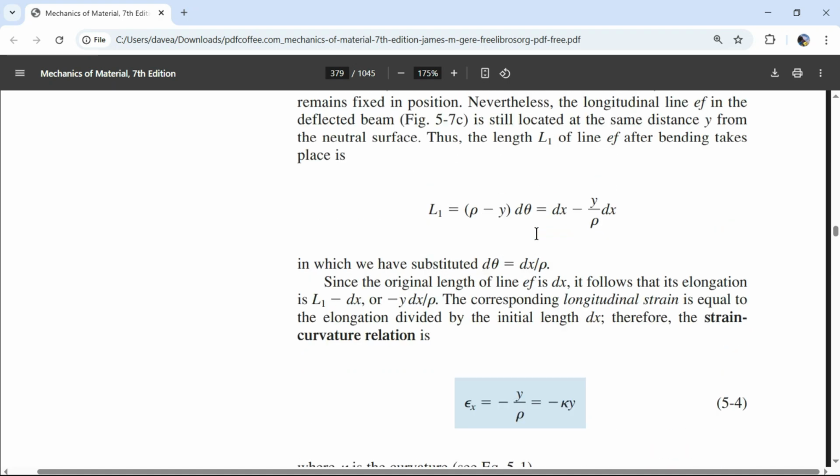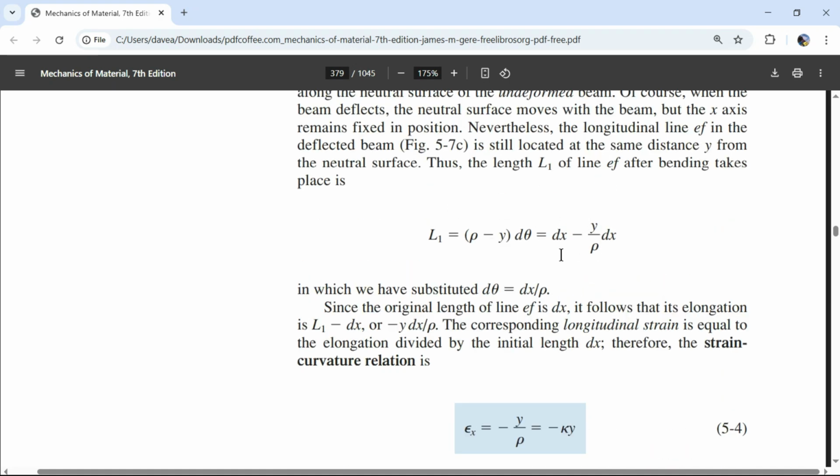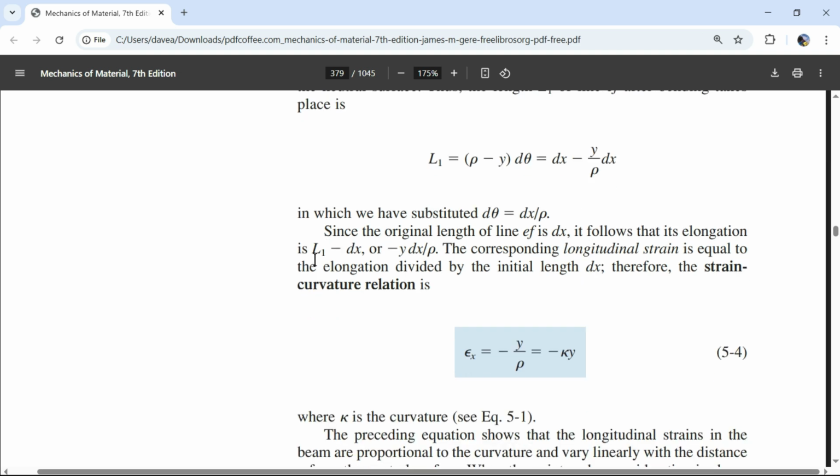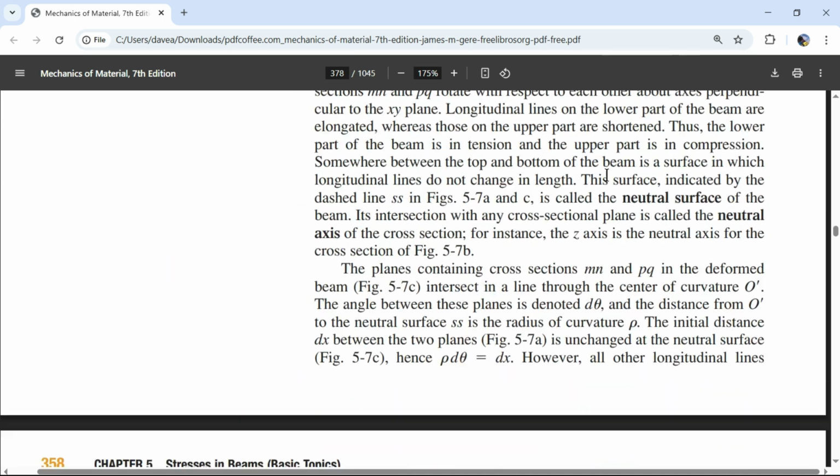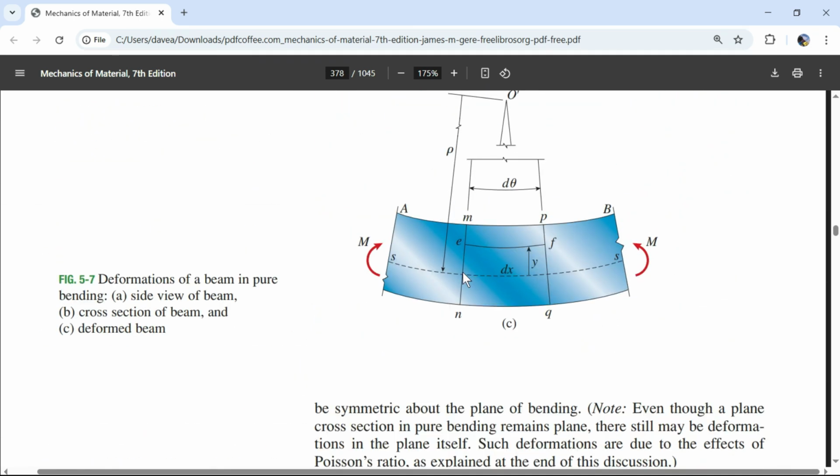So that length EF is this equation, and the change in length. Now that we know that, back it up: change in length is length final minus length initial. If my length final is shorter and I'm subtracting a bigger number, that's how I get a negative change in length. So we're going to find change in length, which is length final, that's L1, that equation, minus dx.